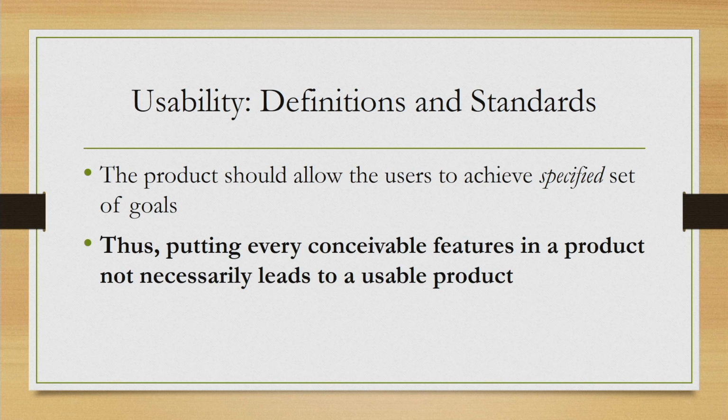The second aspect is that the product should allow the users to achieve a specified set of goals. So, again when you are asked to design a user centric software or a product, you should not try to incorporate as many features as possible based on your decisions. You should find out what the user tries to achieve and accordingly you should try to provide support for those activities only. You should not include everything.